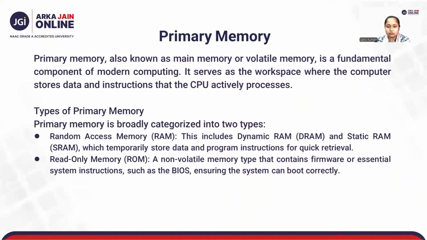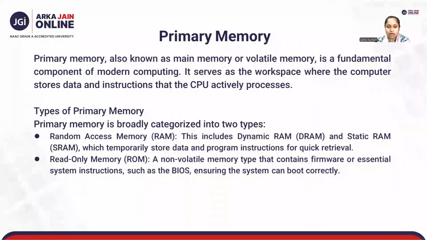Primary memory. Primary memory, also known as main memory or volatile memory, is a fundamental component of modern computing. It serves as the workspace where the computer stores data and instructions that the CPU actively processes. Unlike secondary storage, which retains data permanently, primary memory provides temporary storage and enables rapid access and execution of programs. This explores the uses, types, and significance of primary memory in computing.